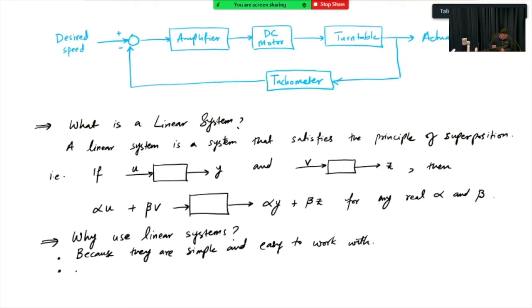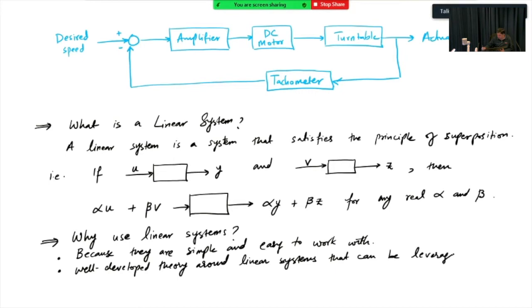A second reason is that there is a well-developed theory around linear systems, and this theory is not only in the area of control systems but also from linear algebra and so many other developments that you can actually leverage, right? So that can be leveraged if you use a linear representation of a system.